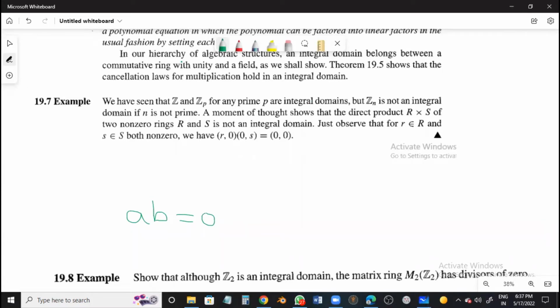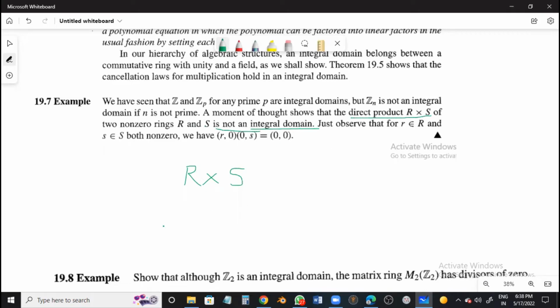Now, one more thing I want to underline. Please concentrate on this fact. Suppose you have two rings, R is a ring, S is a ring, and you take the cross product R cross S. R cross S is also a ring. I have taken two non-zero rings, R and S. R cross S surely is a ring, but it cannot be an integral domain. The direct product is not an integral domain.